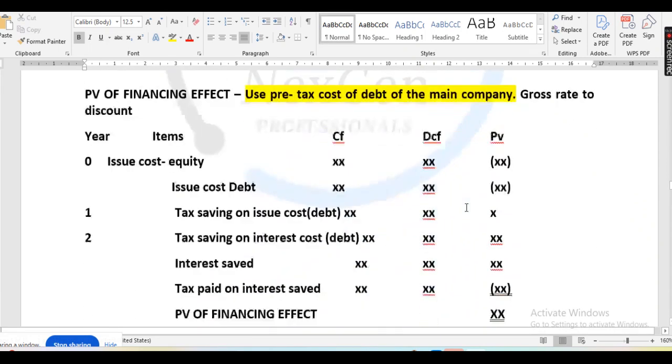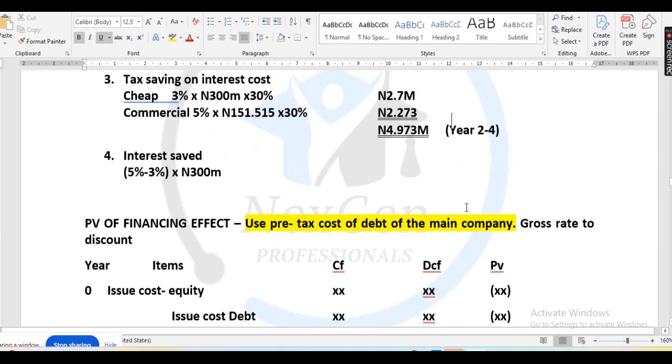Class, are we still together, please? So that is why I say, the 5% minus the 3%, how much did you save? It's 300 what? You save it on what? It's on the cheap loan. You save it. That is what you did, right?